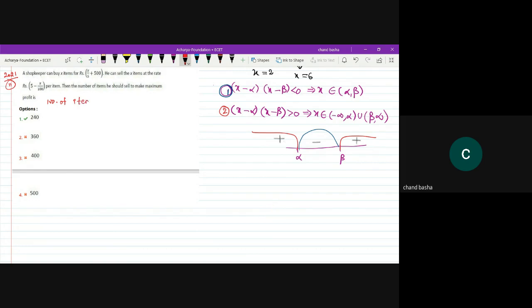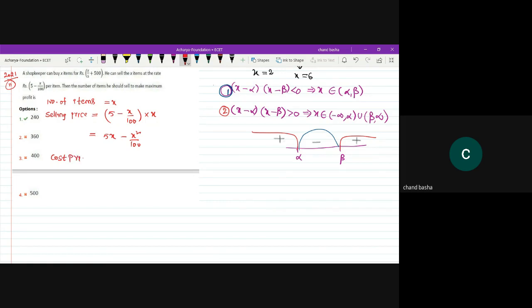Number of items is equal to X. Selling price is equal to each item 5 minus X by 100, but the number of items are X. So 5X minus X square divided by 100. What is the cost price?